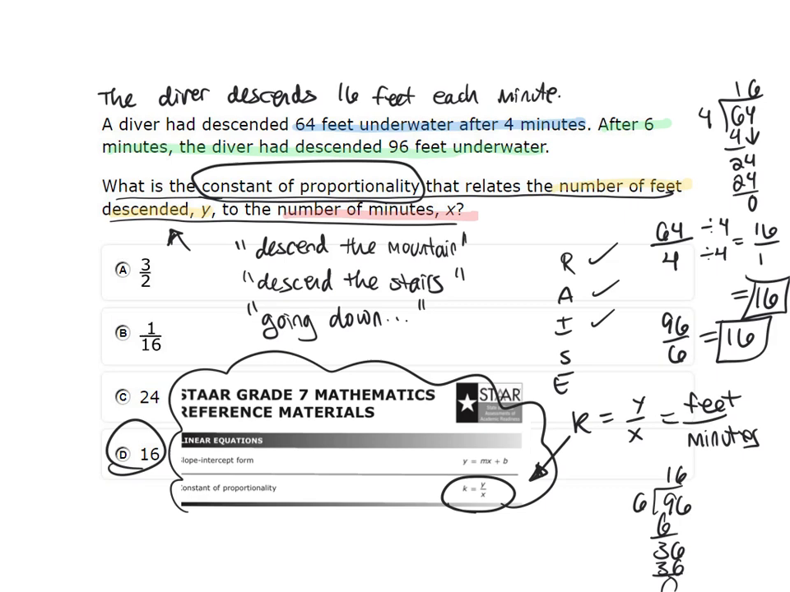Now I just want to take a moment here to draw your attention to an answer choice that's very tempting. Answer choice B is wrong, but a lot of people chose it anyway. Do you know why? It's because they found x over y. They divided the minutes by the feet, but that's backwards. We needed to do the feet divided by the minutes, and that's what we did when we got 16. So we can be assured here that our answer is correct.